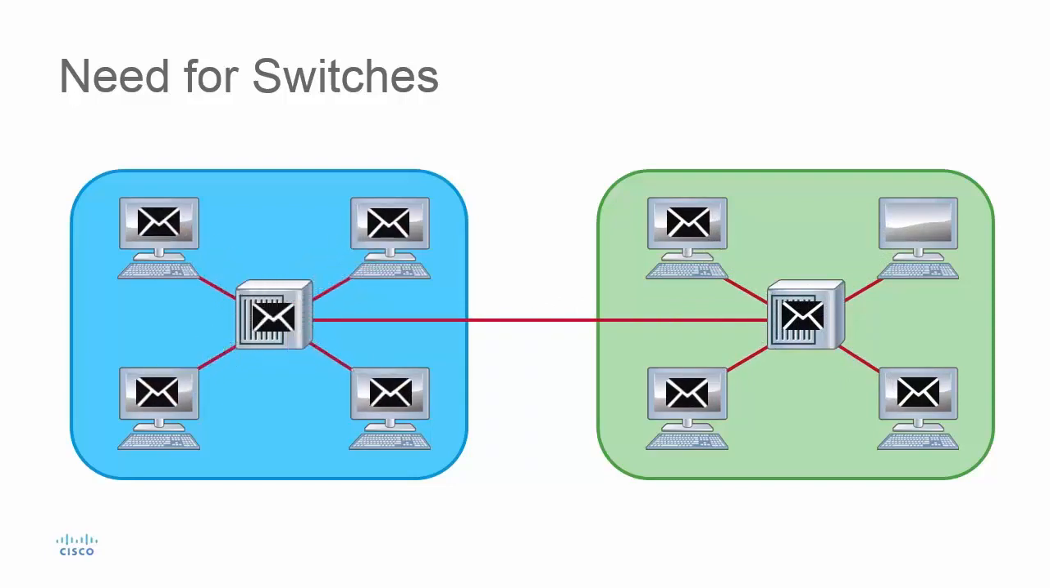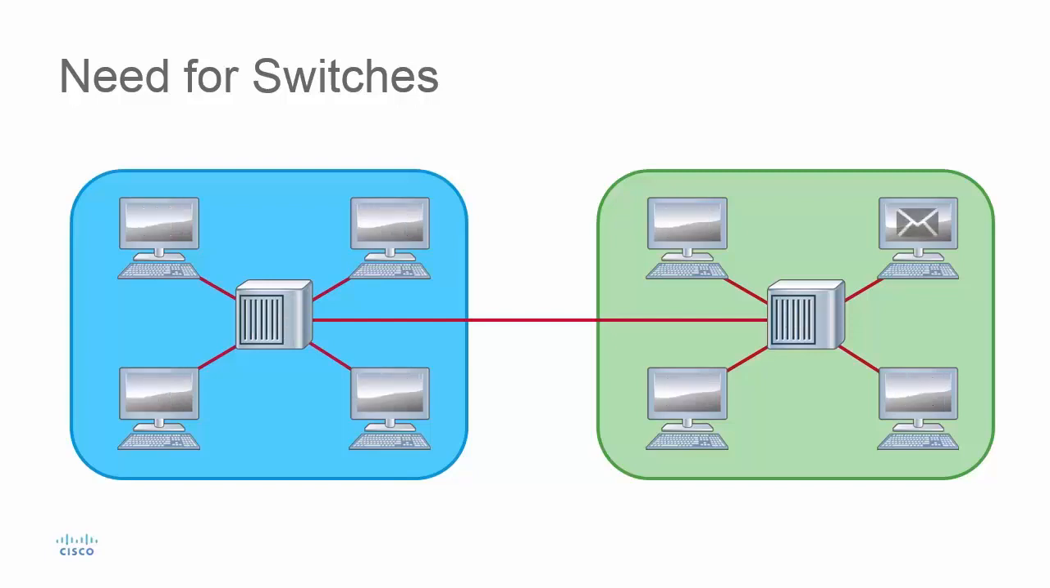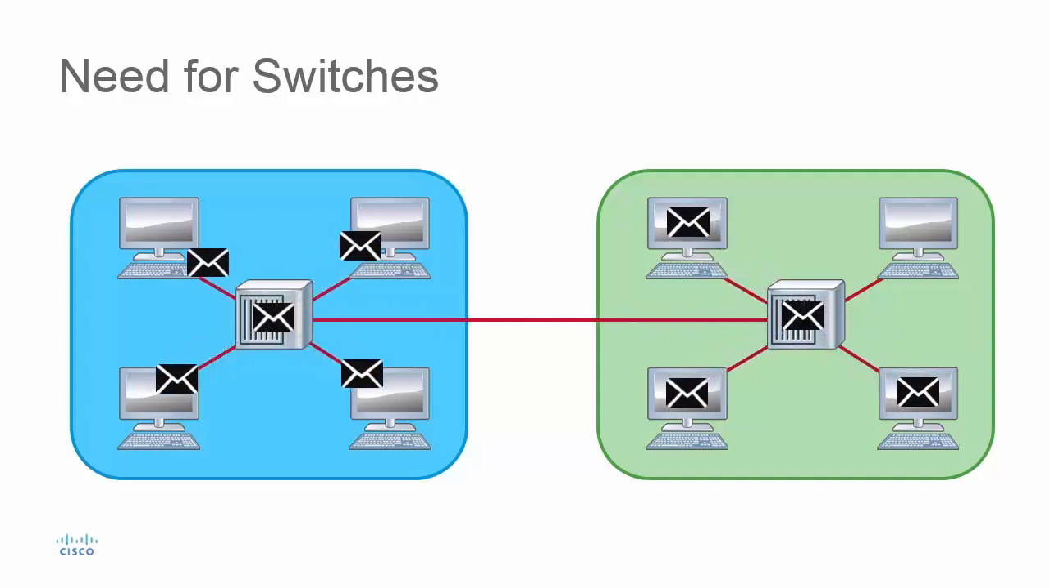There was only one problem with them, though. Hubs broadcasted everything they received out all ports, except the original incoming port. They worked in half-duplex mode only, which meant that a port on a hub could only send or receive at any one time. Because of this, collisions were an enormous problem.